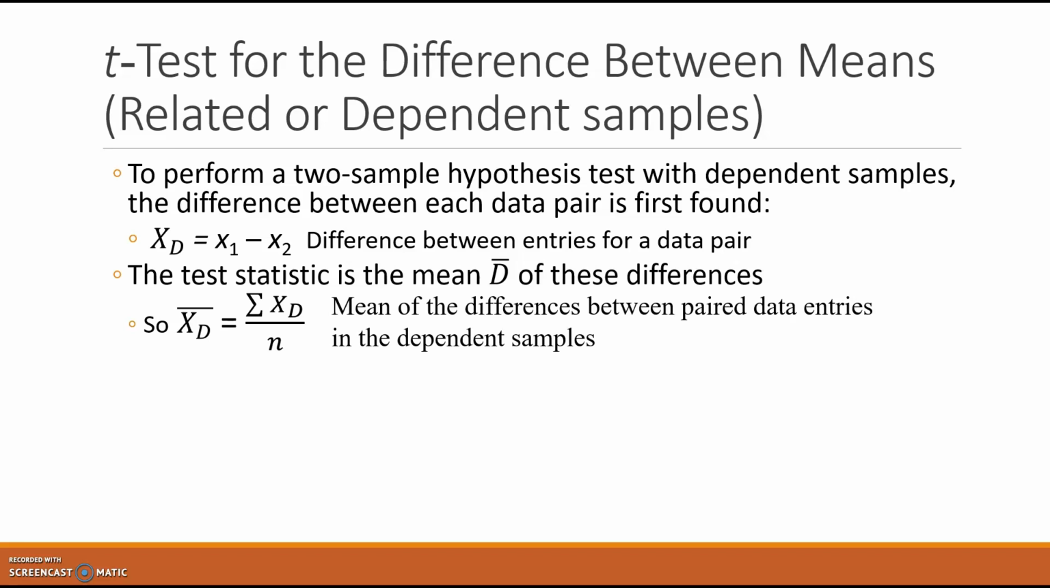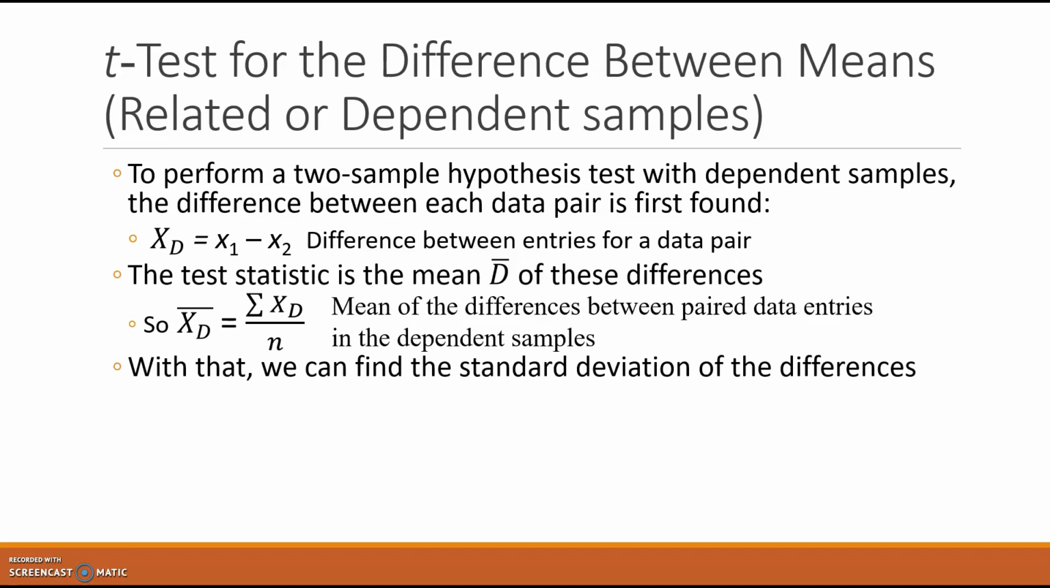So you've got all these pairs. If you have 11 pairs, you'll wind up with 11 differences, because each of those is the difference between the first and the second. And then how do you find X sub D bar, or X bar sub D, or however you say that? You basically take those 11 scores, you add them up, and you divide by 11. And you find an average, you find a mean. With that, we can find the standard deviation of the differences.